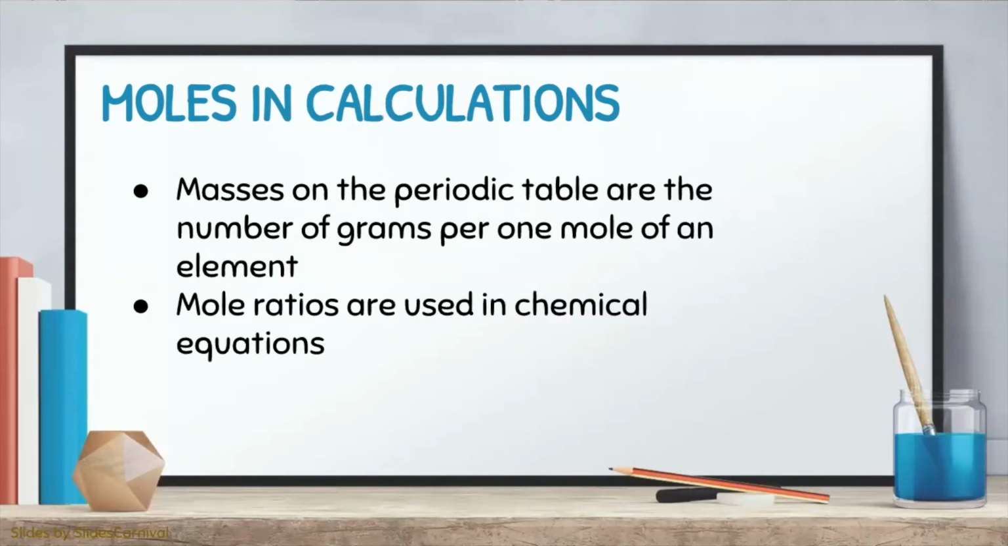As I mentioned before, masses on the periodic table relate to the moles of a certain element. This can be used as a conversion factor. Additionally, in chemical equations with reactants and products, mole ratios from a balanced equation are used for different conversions.